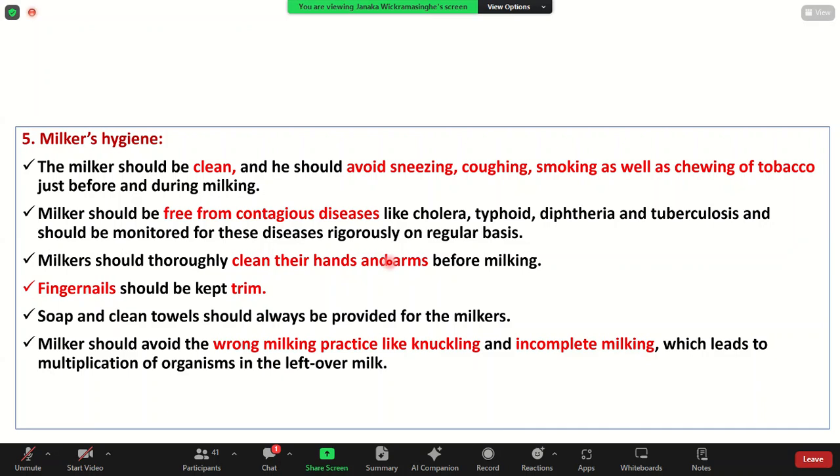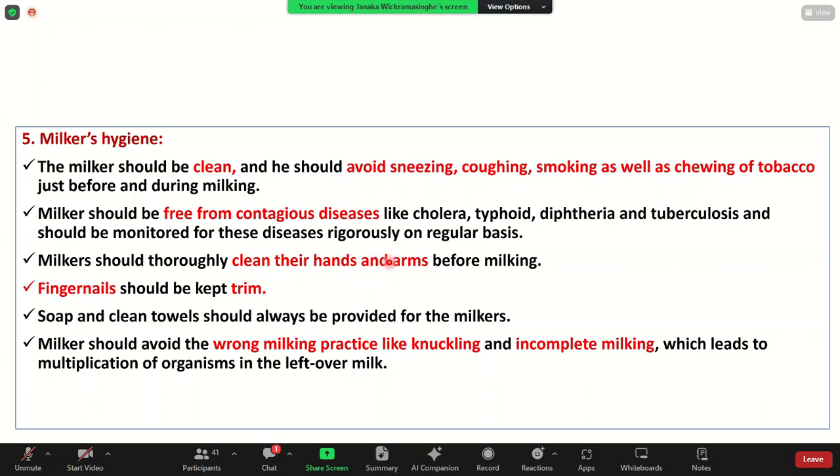And they should be free from any kind of disease that can be contagious to other people, like cholera, typhoid, diphtheria, TB, right? And also they should clean their hands and arms, and their fingernails should be well trimmed, right?